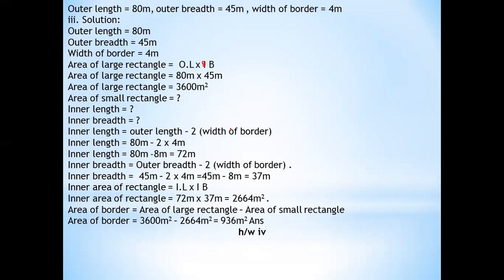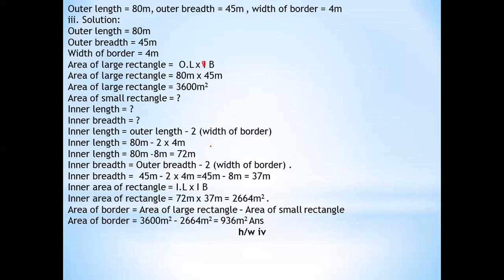Now the inner breadth is equal to outer breadth minus 2 times the width of the border. Here we are given 45 meter, minus 2 times 4 meter. Now 45 minus 8 meter, dear students, we have got 37 meter. Here we have got the values of the inner length and inner breadth.